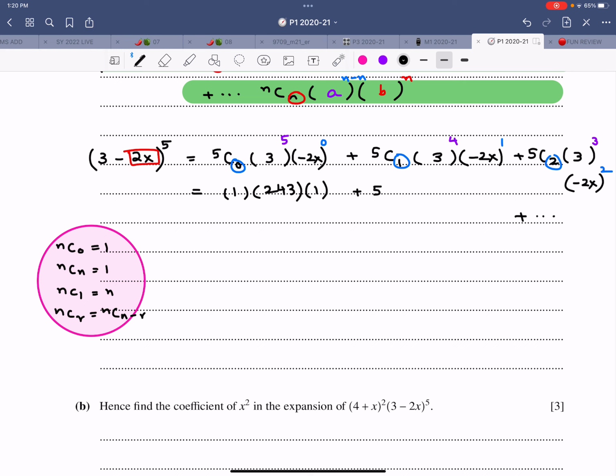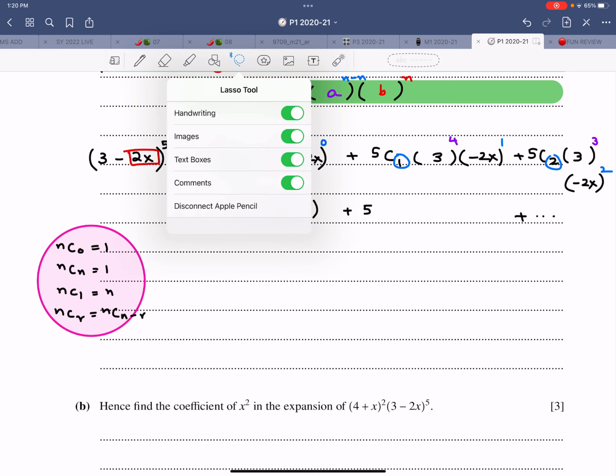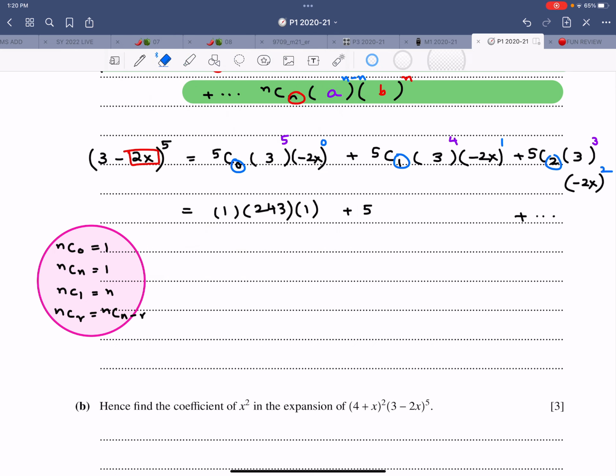5c1 is 5. Now let me take this a bit down, something like this, and I can erase this over here. We are just interested in the first 3 terms. So now it's 5, 3 raised to the power of 4 is 81, minus 2x to the power 1 is negative 2x, and 5c2 is 10, 3 raised to the power of 3 is 27, and this is 4x square.